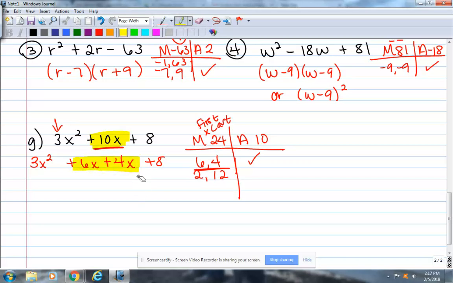Okay? So now, how many terms does my polynomial have? 4. And when we have 4 terms in a polynomial, we use factor by grouping. I'm going to show you what factor by grouping looks like. Now, grouping obviously means you're going to have grouping symbols, which are parentheses. So I'm going to put parentheses around my first 2 terms and parentheses around my last 2 terms.